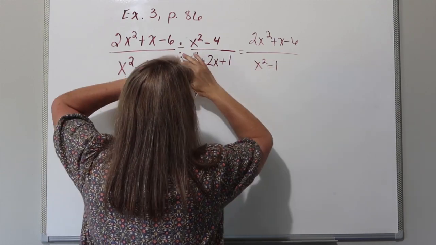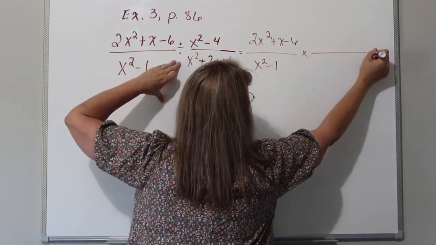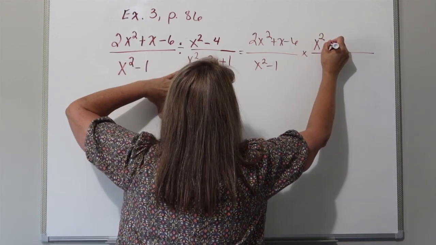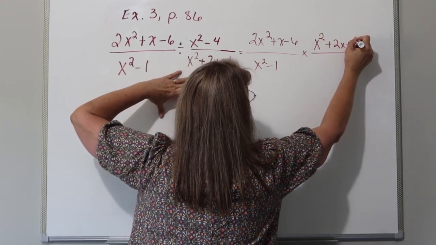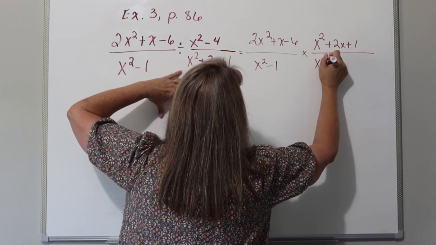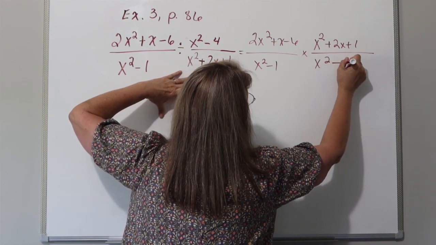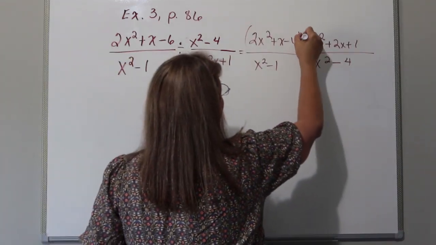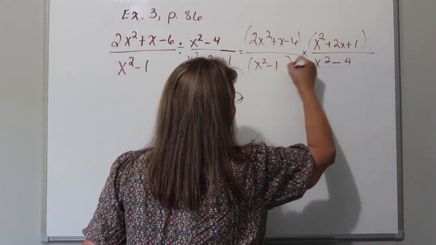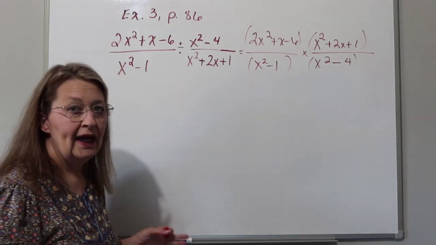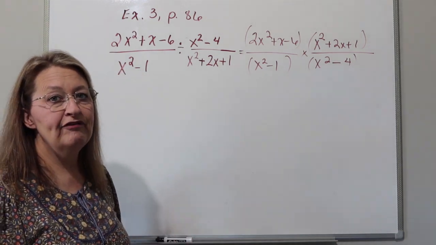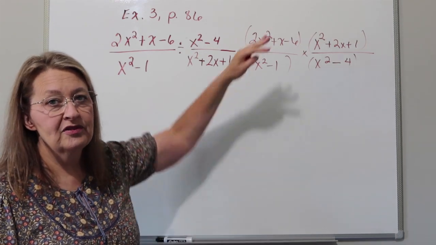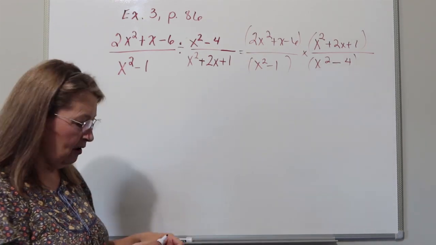I'm going to change the division sign to multiplication, and then I'm going to flip the second fraction so that now my denominator is on top and my numerator is on the bottom. Now, I have 4 polynomials here that are multiplied together, and they must all be factored. So you're going to have to factor 4 problems before you can work this problem.